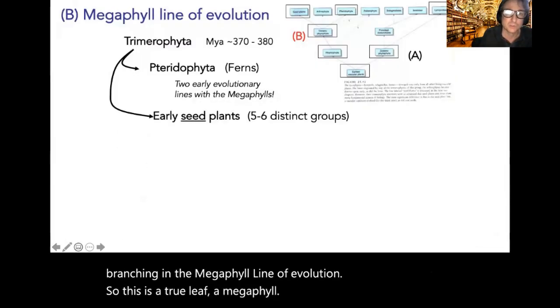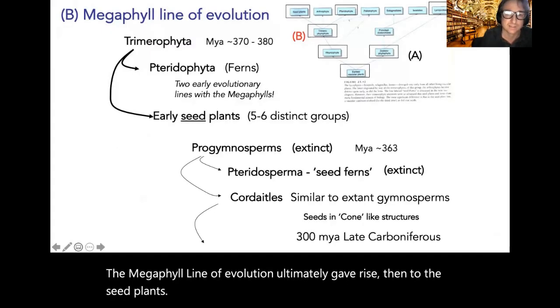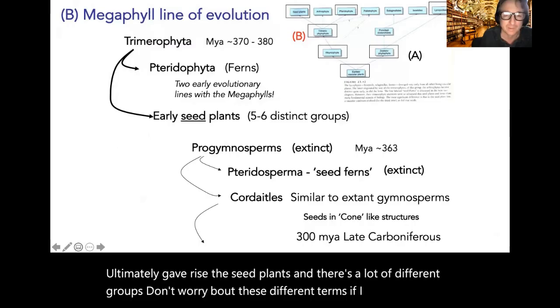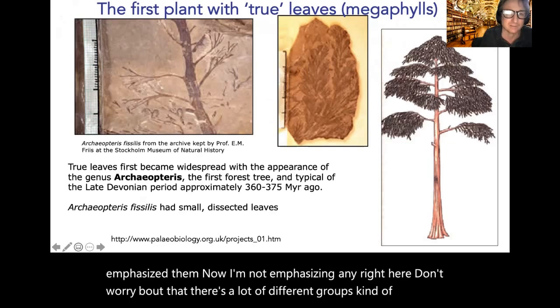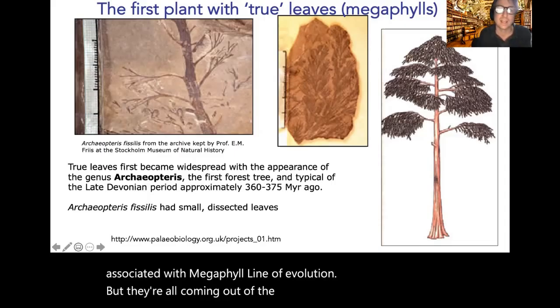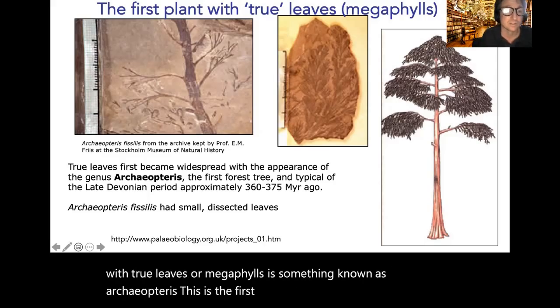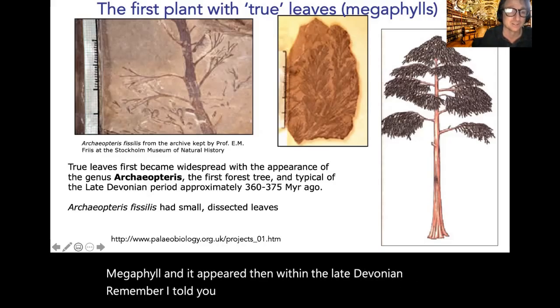Now, the megaphyll line of evolution ultimately gave rise to the seed plants. And there's a lot of different groups. Don't worry about these different terms. If I haven't emphasized them, I'm not emphasizing any right here. But there's a lot of different groups associated with the megaphyll line of evolution, and they're all coming out of the Trimerophytes. The first plant with true leaves or megaphylls is something known as Archaeopteris. This is the first true forest plant with true leaves, a megaphyll. It appeared within the late Devonian. Remember, I told you all the action happens in the Devonian.